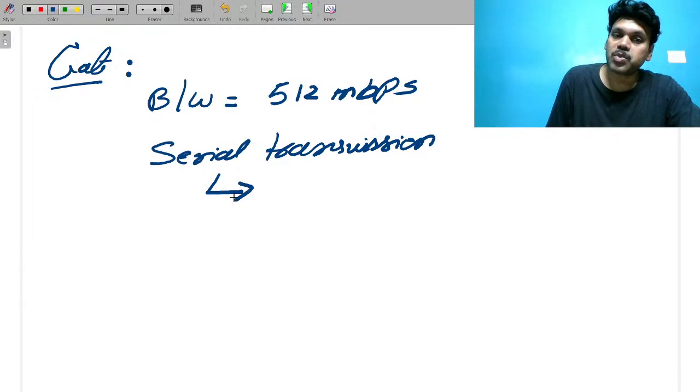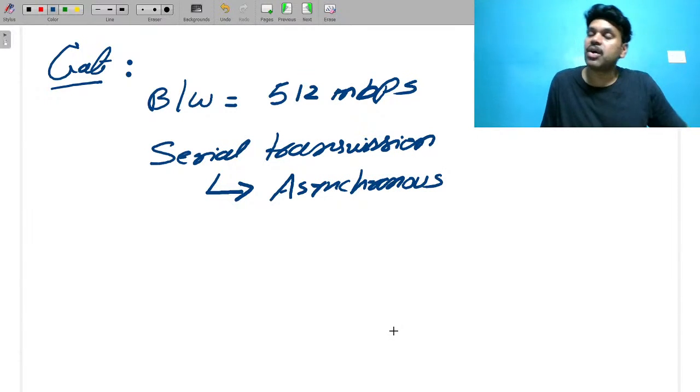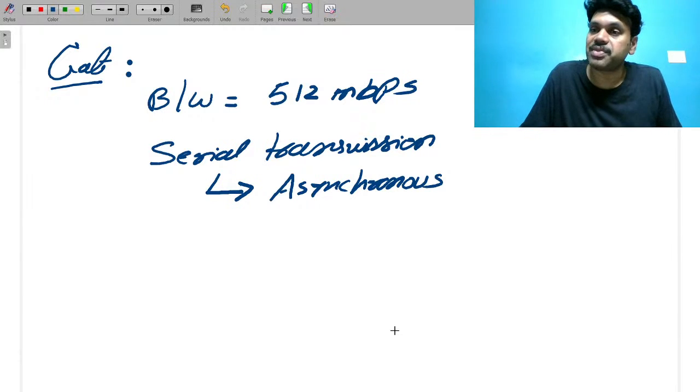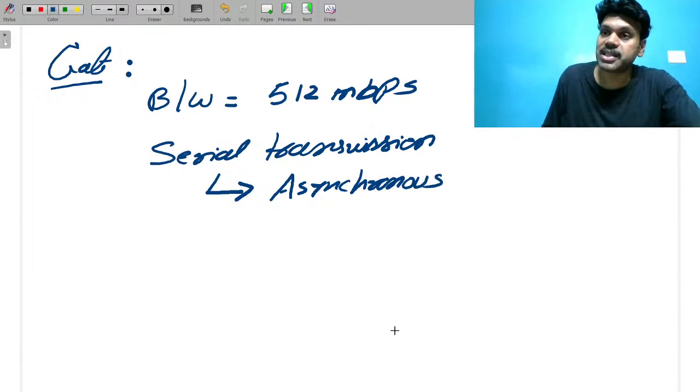So there are 2 modes he is mentioning. One is asynchronous. That means timing of the signal is unimportant. We will not send any kind of signal to the receiver. It's self-synchronized. Whenever you say self-synchronized, it is the concept of asynchronous only, because the pattern itself is self-synchronized.